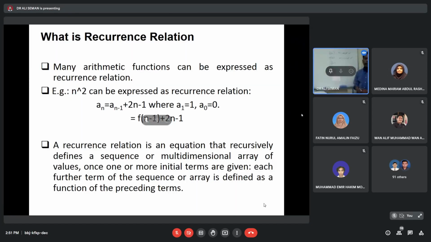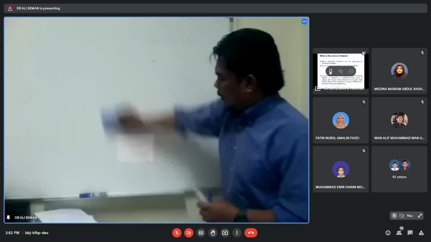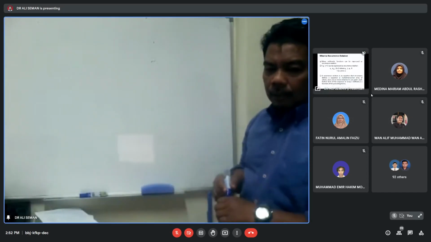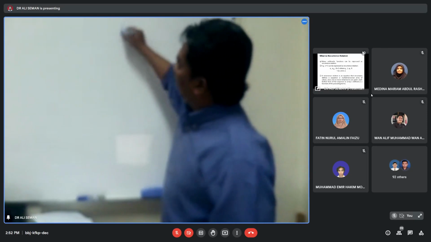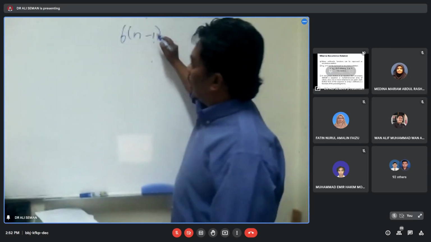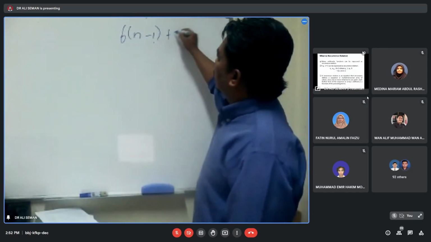Example: n squared, n to the power of 2, can be expressed as a recurrence relation like this: a(n) equals a(n minus 1) plus 2 times n minus 1. The n minus 1 is the recurrence. The stopping criteria: when n equals 1, return 1; when n equals 0, return 0. For this we actually have two base criteria as well. So we have the function here from the mathematics perspective.